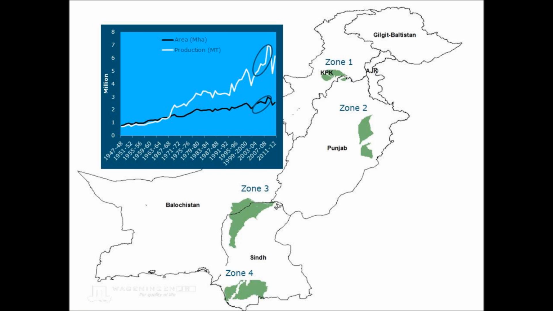Rice is a highly valued cash crop of Pakistan, grown on an area of 2.7 million hectares with a total production of about 6 million tons. In recent years, there has been an increase in rice production mainly because of an increase in rice area.